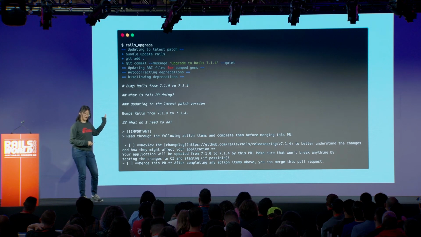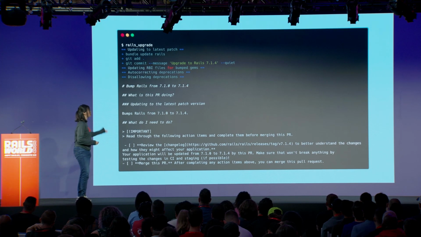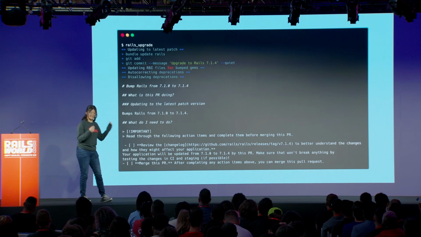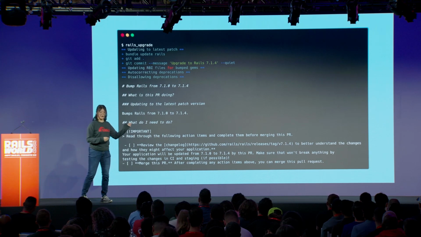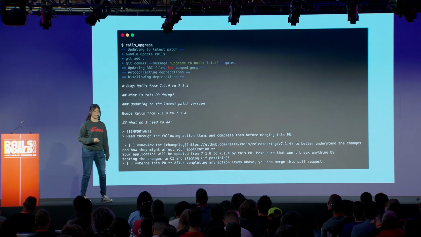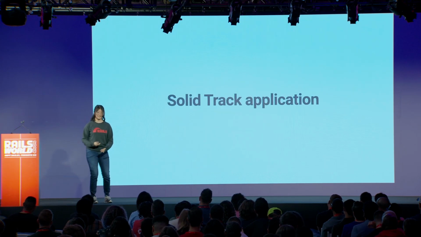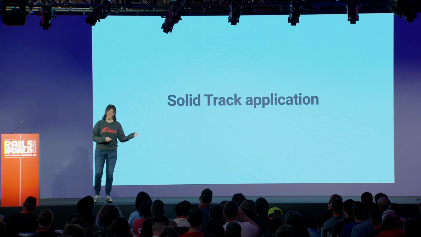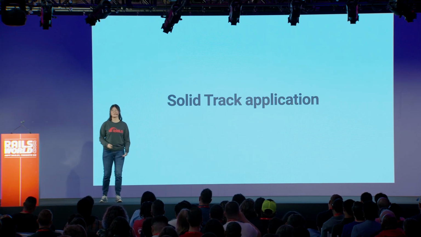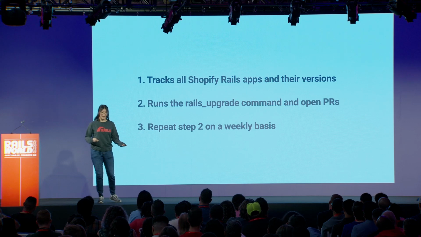This is an example of the output when you run rails upgrade. It shows the steps being run and outputs the changes it committed. To leverage this gem, though, we hooked it up to a Rails application that we call Solid Track. It tracks all of Shopify's Rails apps and their versions, runs the rails upgrade command, and opens PRs. And it does that on a weekly basis.